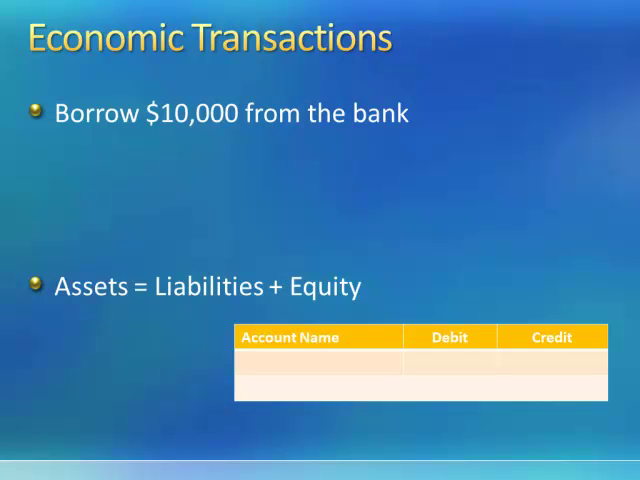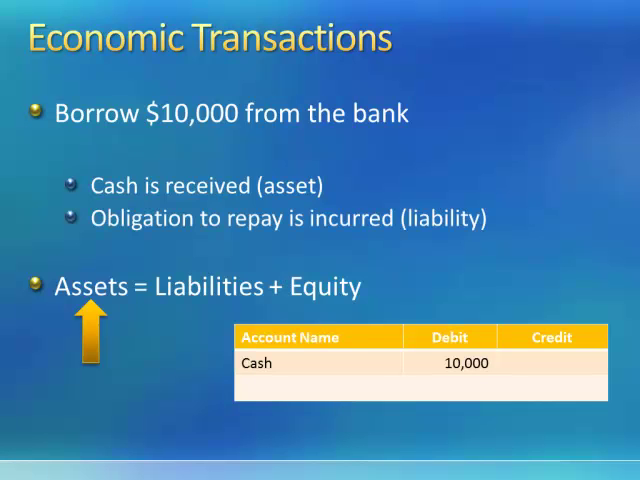Analyzing this transaction, we know that cash is received, cash is an asset, so we have an asset cash increasing. The way we record that in the journal is by debiting cash $10,000. Since cash is an asset and assets increase with debits, we're debiting cash. We have an obligation to repay. Therefore, we have a liability increasing. When we have a liability increasing, we're going to credit the liability, in this case, notes payable for $10,000, the amount that we're obligated to repay.